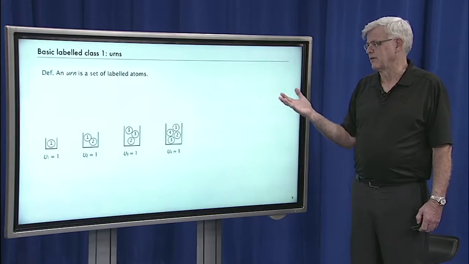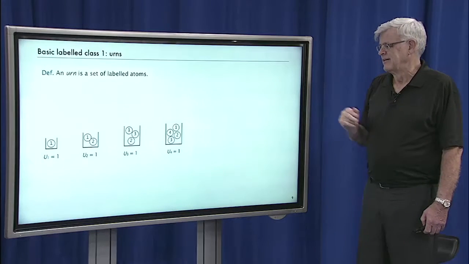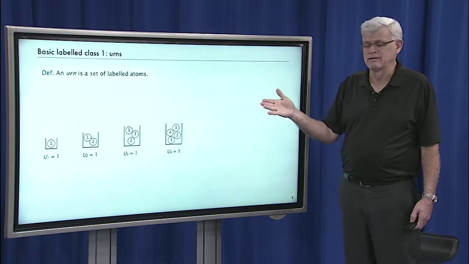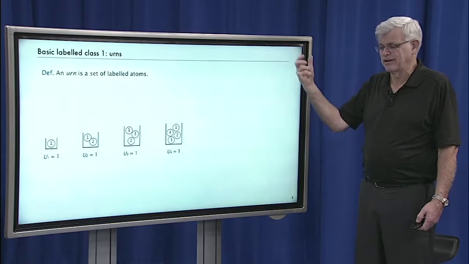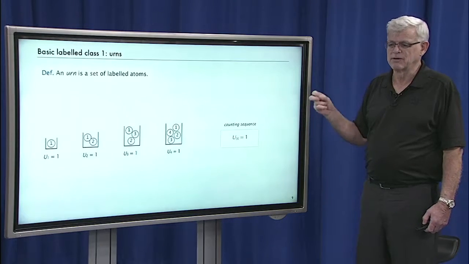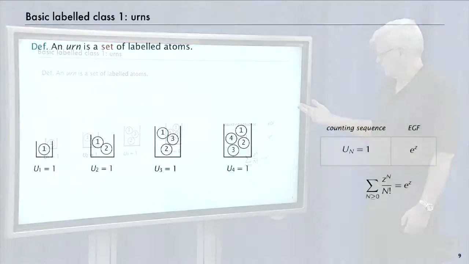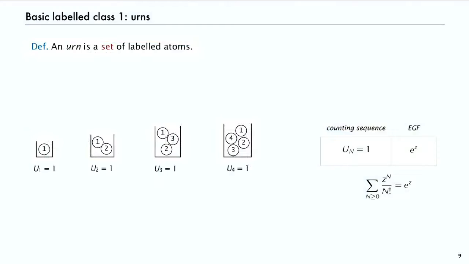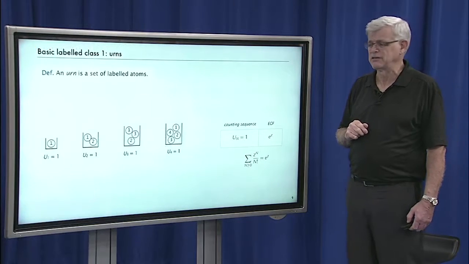So one is called an urn. That's just a set of labeled atoms. The order doesn't matter. There's actually only one urn of each size because the label doesn't matter. It's just a set of atoms. So that means the counting sequence, the number of urns of size n, is just 1. And what's the exponential generating function? It's just the sum of z to the n over n factorial times 1. That's just e to the z. That's a basic labeled class. The urns, the exponential generating function is e to the z.